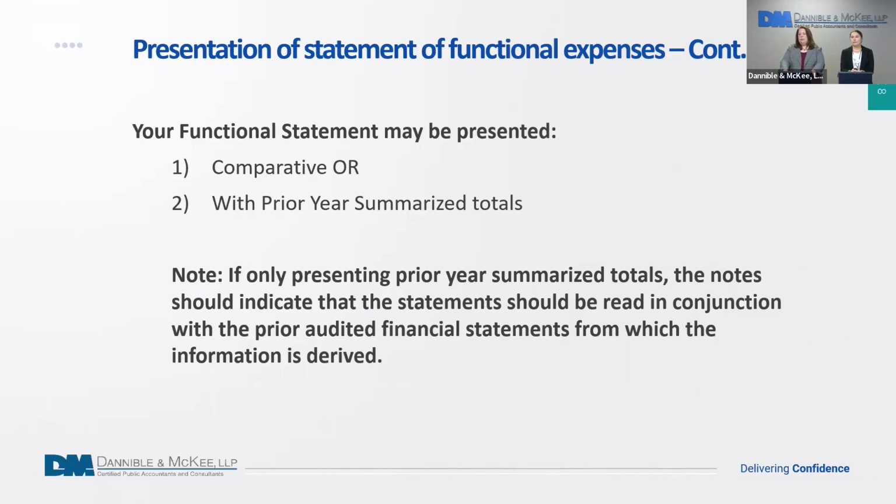The guidance does allow you to only show the current year with all those columns, and then just have a total for the prior year. So that would be with prior year summarized totals. If you choose to do that, if only presenting prior year summarized totals, the notes should indicate that the statements should be read in conjunction with the prior audited financial statements from which the information is derived. So you'll see typically in note 1 a disclosure on that, just letting the reader know there is some further information. Go look at last year's financial statements if you want to see the details.